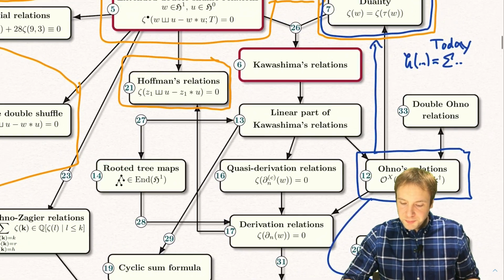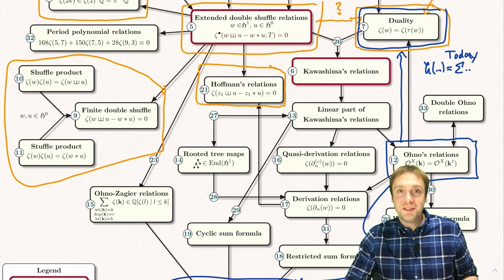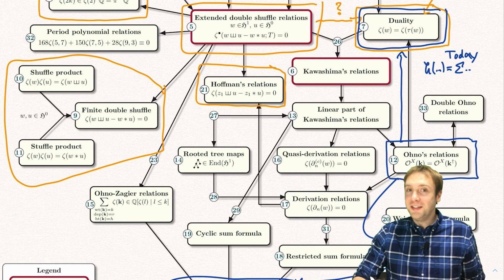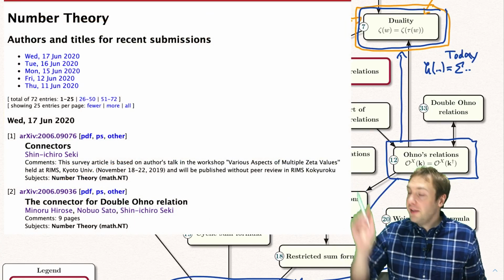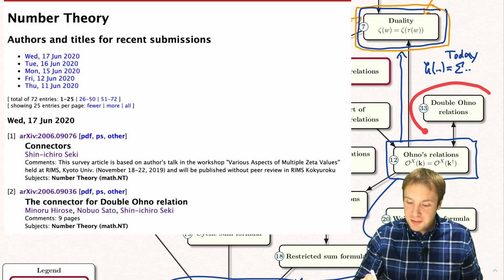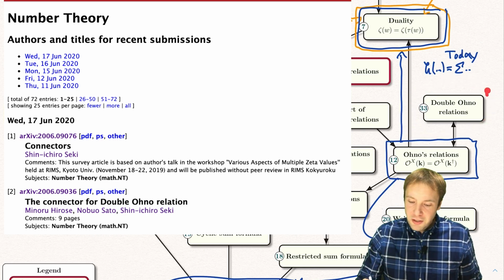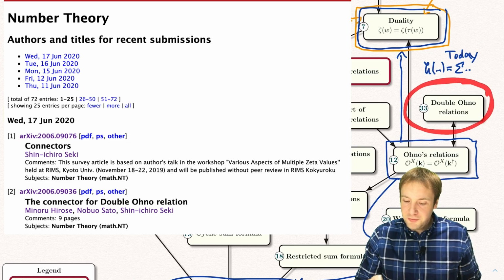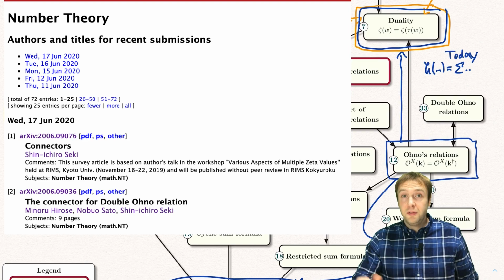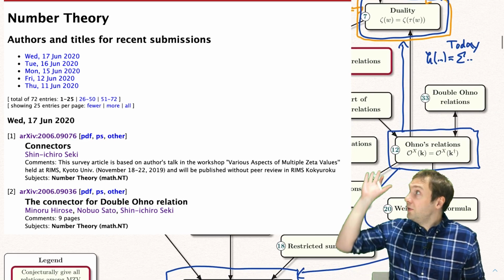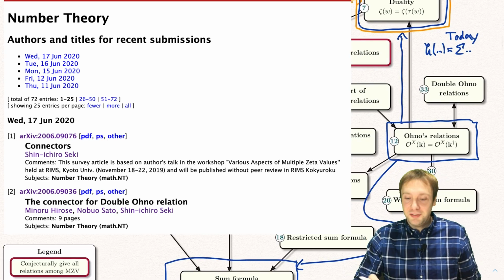And also today in the archive, on the day of the recording of this lecture, you can see two papers which are related to this picture here. You can see a paper by Hirose, Sato and Seki on this part here, on these double Ohno relations. In this paper they also use this concept of connected sums. And also you see this paper by Seki-san titled Connectors.